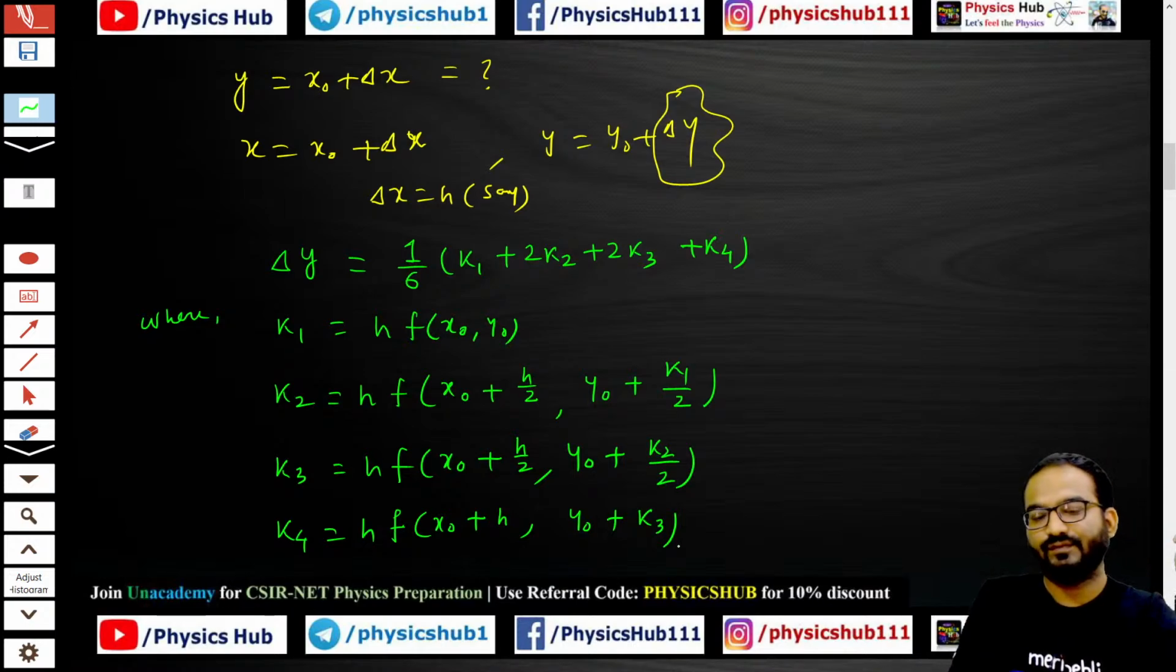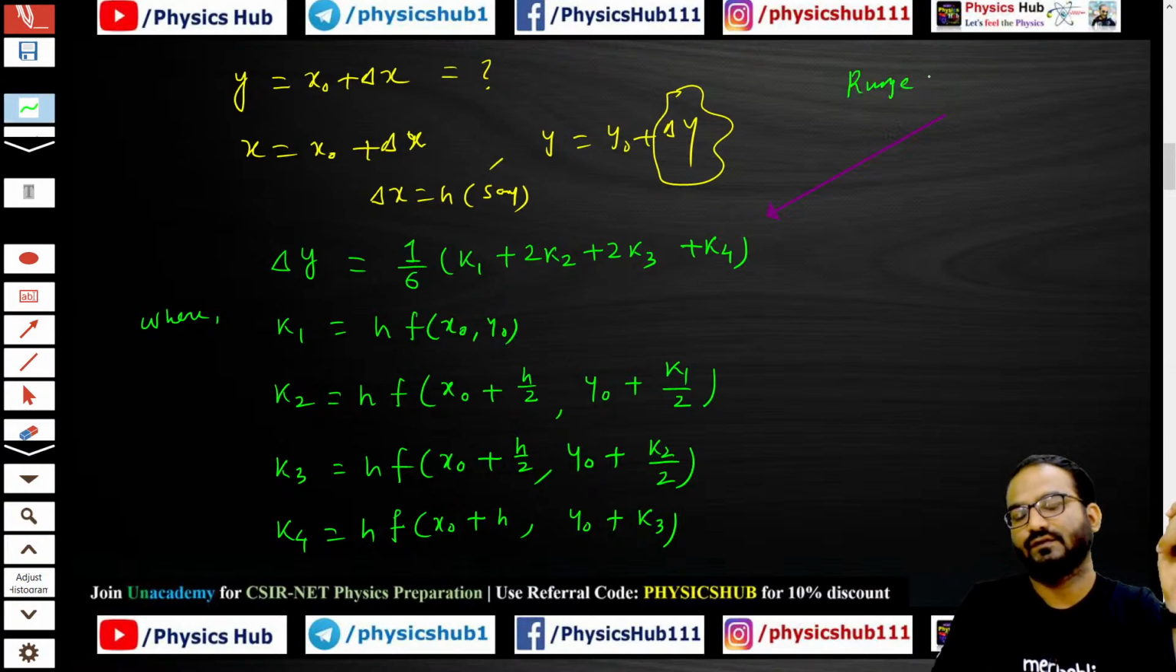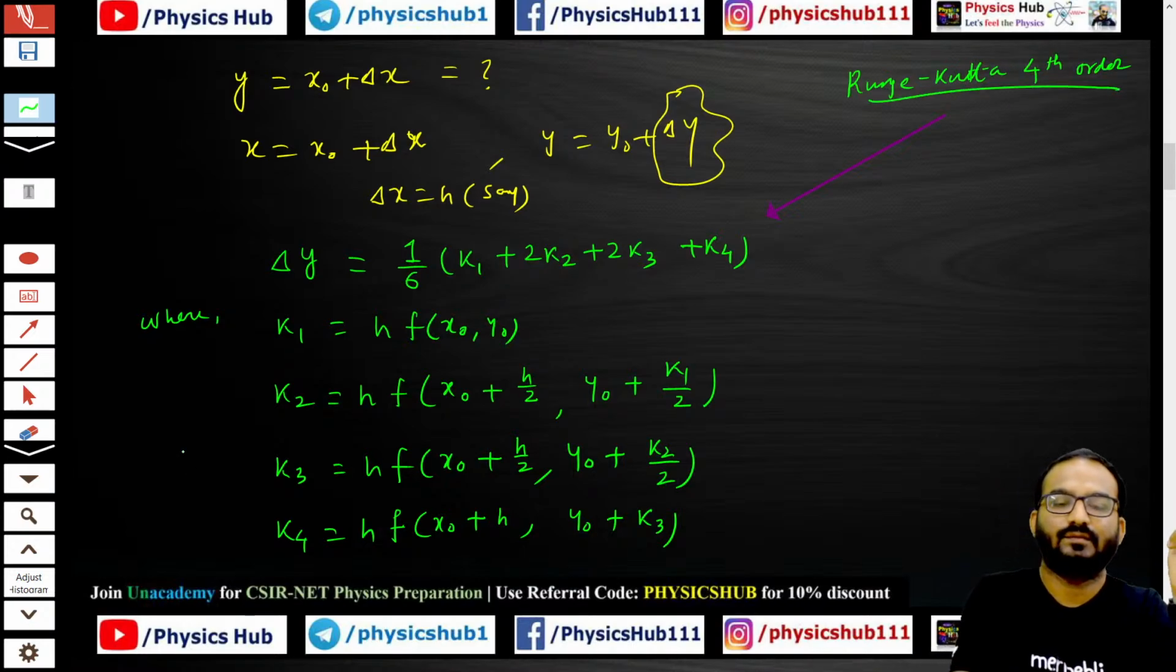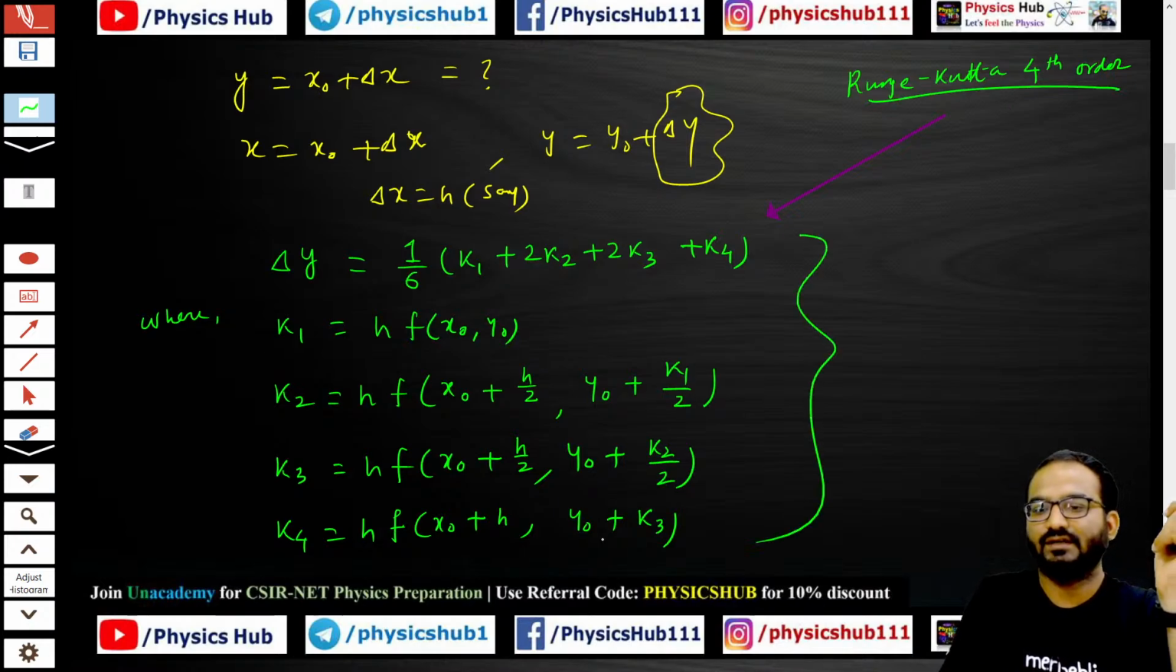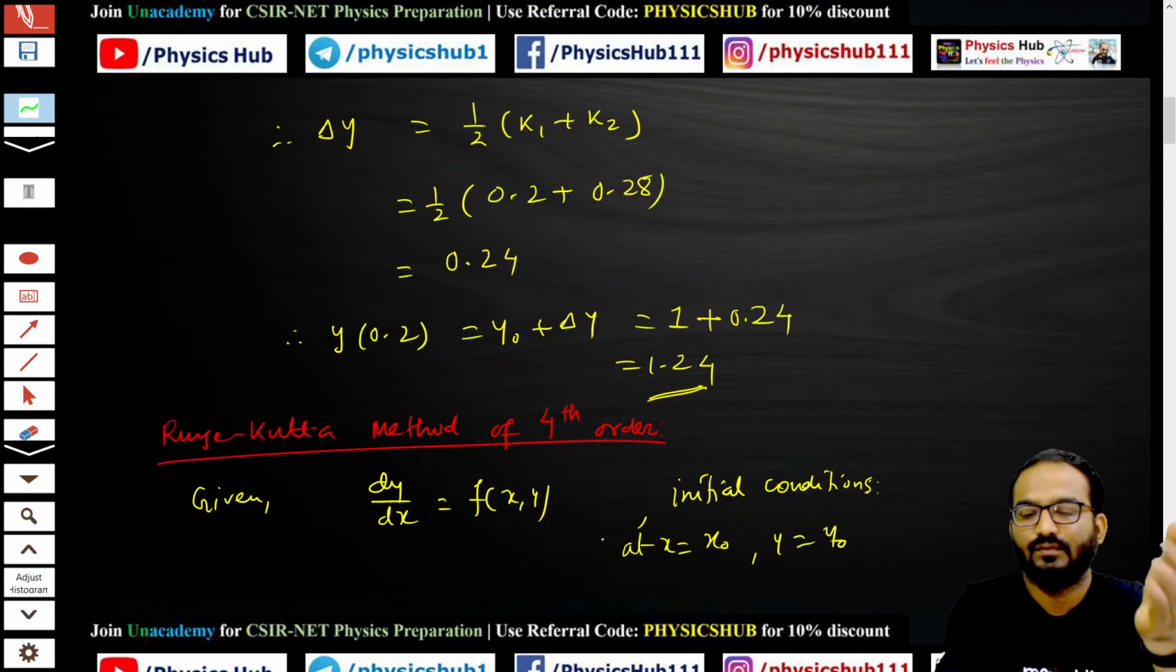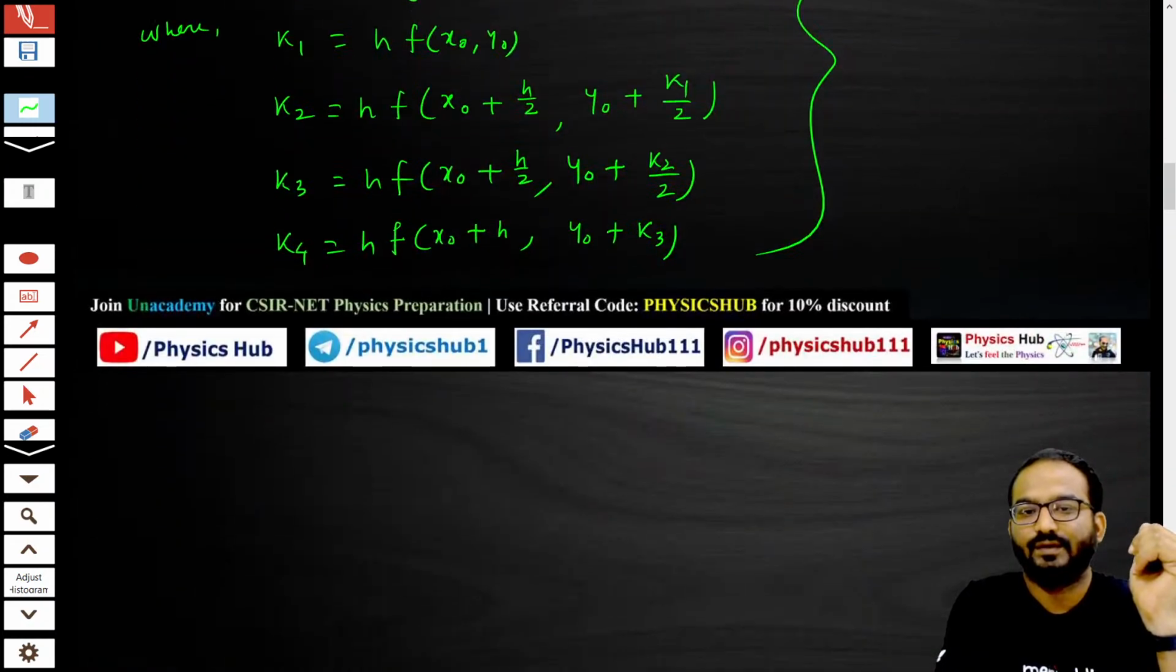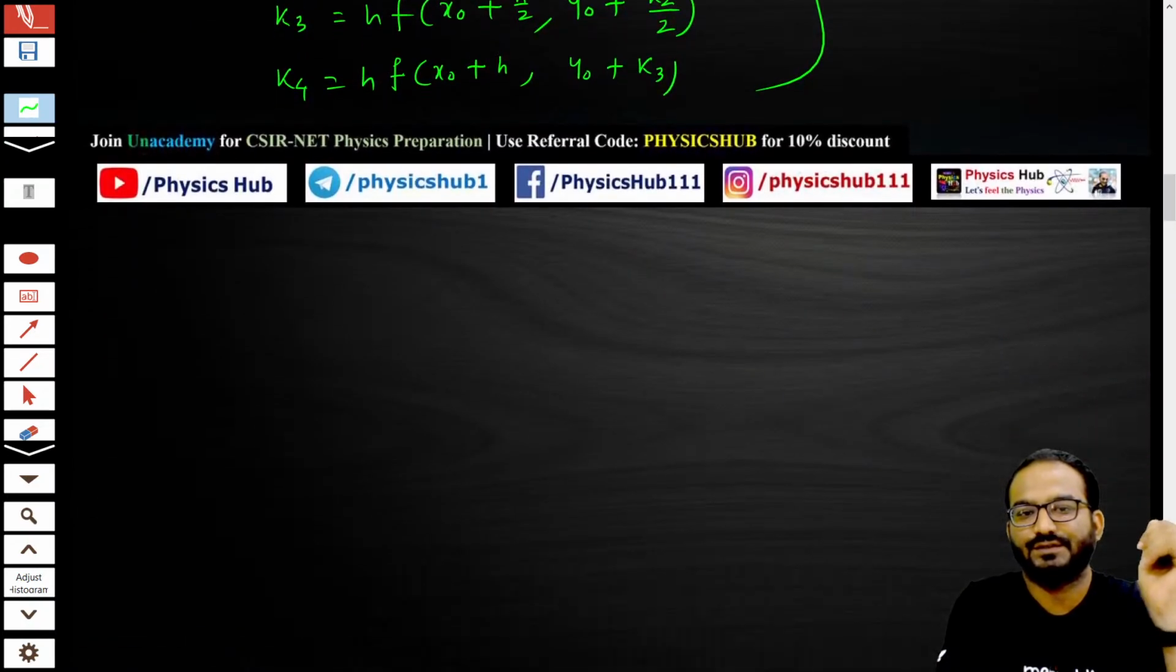So in this way you can have this. So this is your Runge-Kutta fourth order formula. Now based on this formula, if I tell you to solve the same problem as you have done before, let's see how the precision changes.